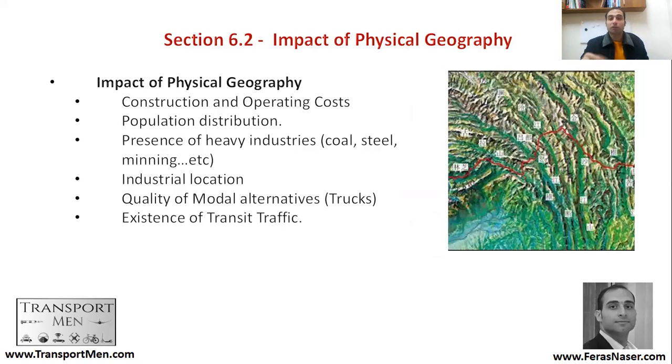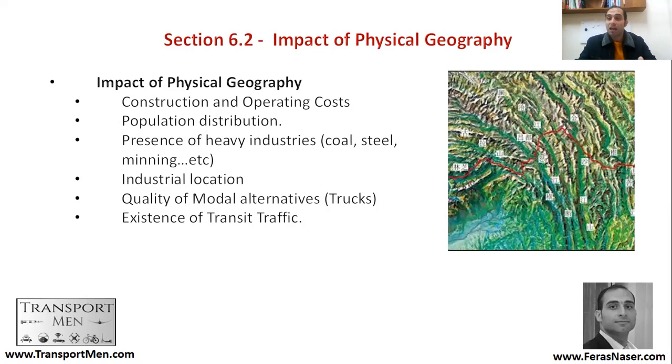The second factor that we'll be looking at is impact of physical geography. What are the construction costs? How we can dig a tunnel? How we can build a bridge? Is it easy to excavate within this area? Is it easy to transport your equipments to that area? So we'll be looking at the construction and operating costs, but also we'll be looking at the population distribution, how the population is distributed as part of the physical geography.